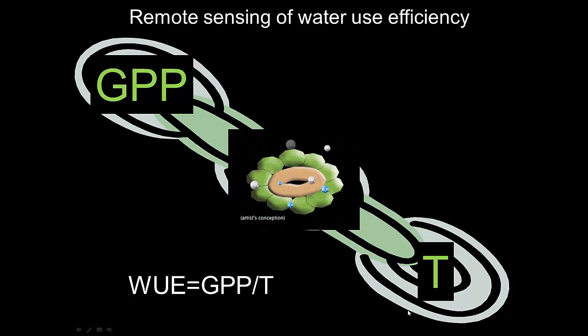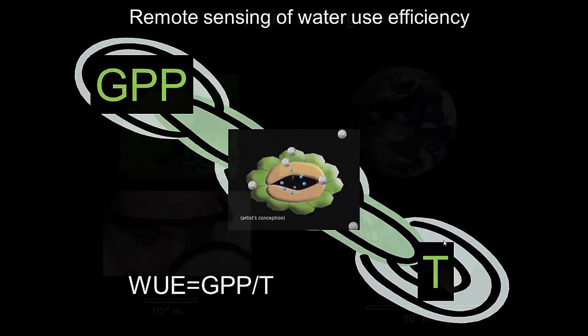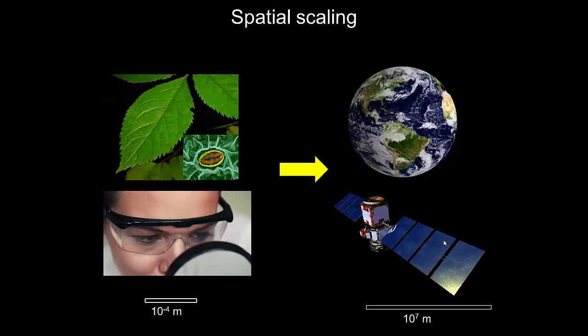Consequently, if we want to get estimates of water use efficiency, we need a method to first estimate canopy conductance and then derive gross primary productivity and transpiration. The very first challenge that we have to face is that we have to upscale a process that is happening at microscopic scale to a global scale. And obviously this can only be done with remote sensing data.